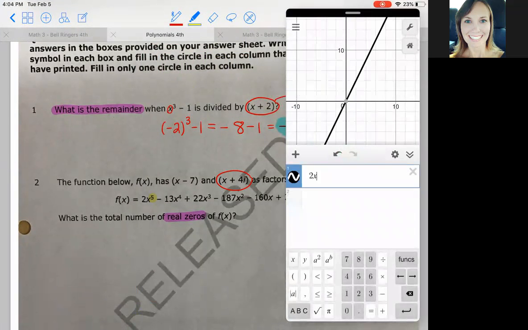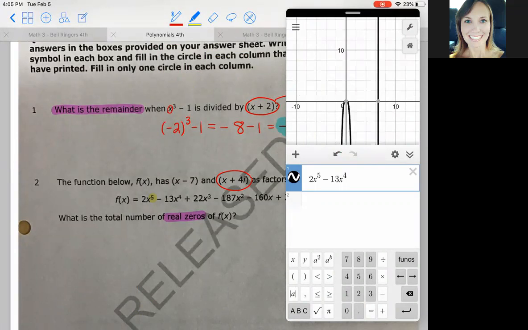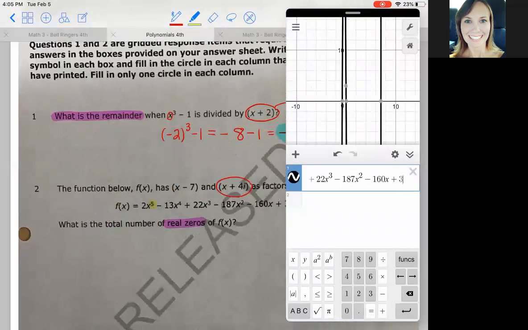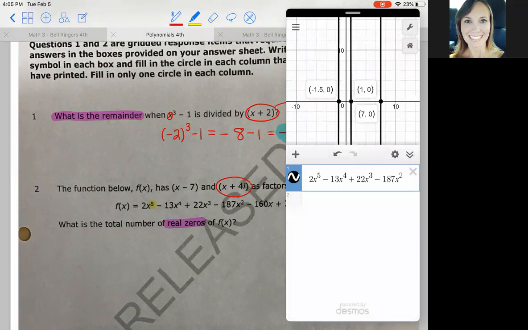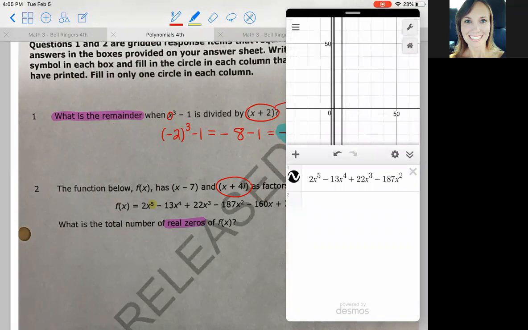So 2x to the 5th minus 13x to the 4th. Oh, not 13. Plus 22x cubed minus 187x squared minus 160x plus 336. So when I graph it, I can see my zeros. And if I zoom out, I can see that there are only those 3 zeros.